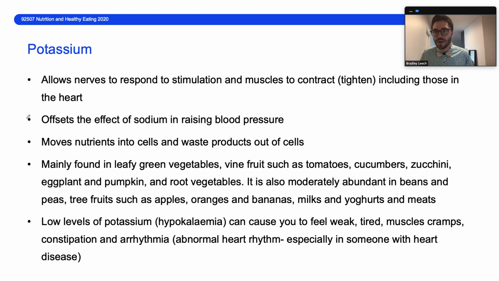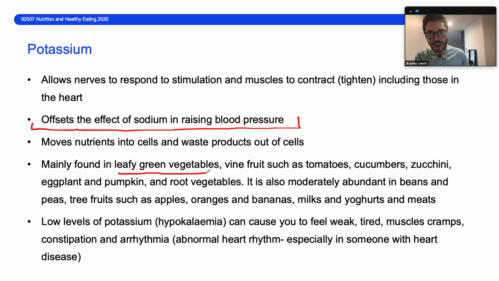Potassium, as I said here, look at this, offsets the effects of sodium on blood pressure. So the two of them really benefit one another, or they go hand in hand. It supports moving nutrients into cells and waste products out of cells. Now, look at this, mainly found in green leafy vegetables as well. Things like cucumber, zucchini, eggplant, pumpkin, root vegetables. So the consumption of plant-based foods can support that balancing act of sodium within our diet, whereas sodium is most frequently found in highly processed foods.